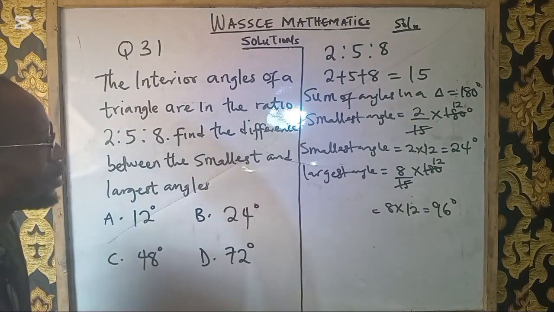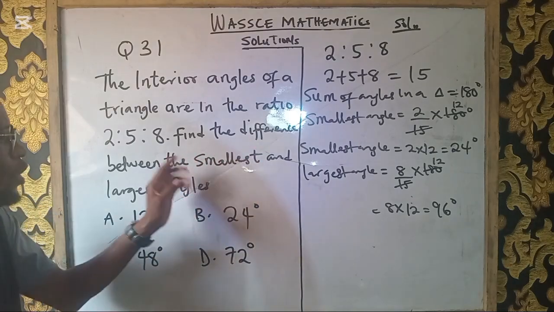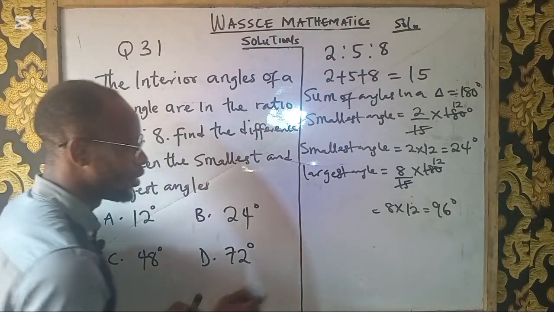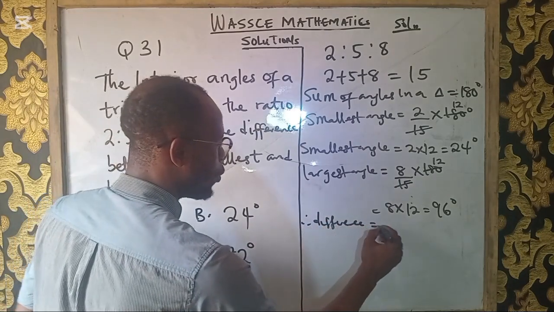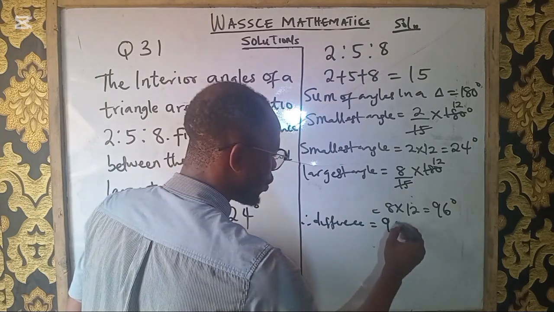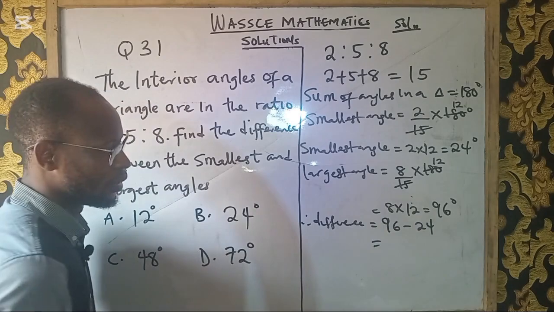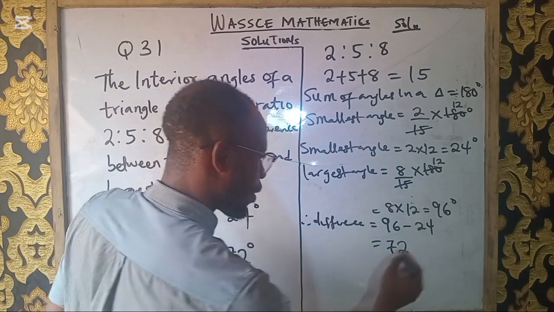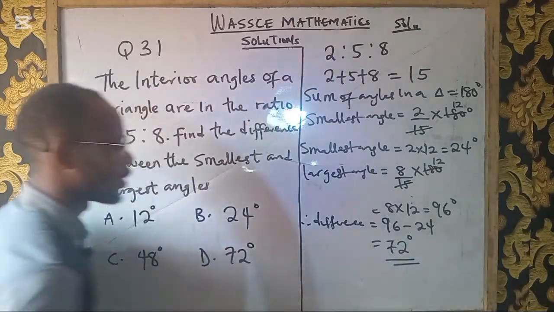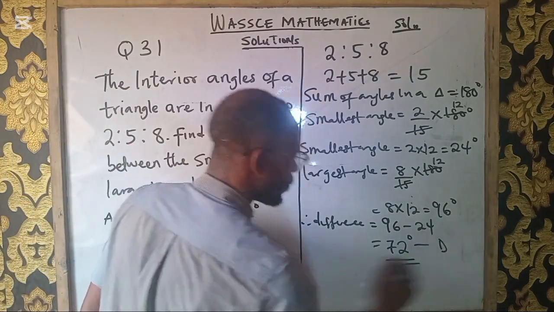But we have gotten the smallest and the largest. But we are asked to find the difference between the smallest and largest. That means that the difference will be 96 minus 24. So this should give us 72 degrees. So the final answer is 72 degrees, and that is option D. This is the final answer.